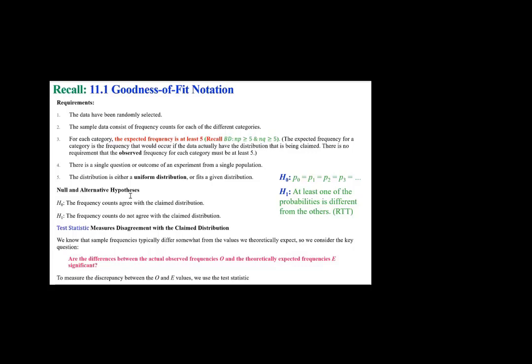So H0 is the frequency counts agree with the claimed distribution, and H1, they do not. And the test statistic basically measures the disagreement between the 2. So are the differences between the actual observed frequencies, which we call O, and the theoretical, that is the expected frequency, significant or not? That's what the test of hypothesis of goodness of fit does.